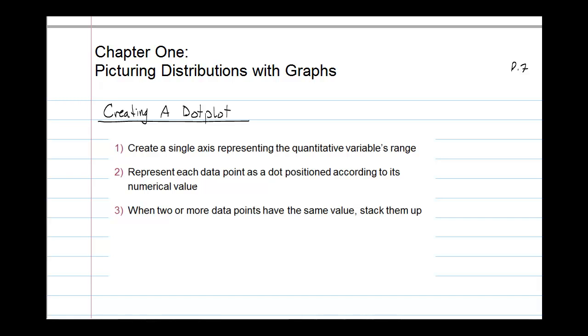So let's go ahead and look at the same data that we just did, and we'll look at the raw data, then we'll look at the sorted data, and then we'll produce a dot plot.